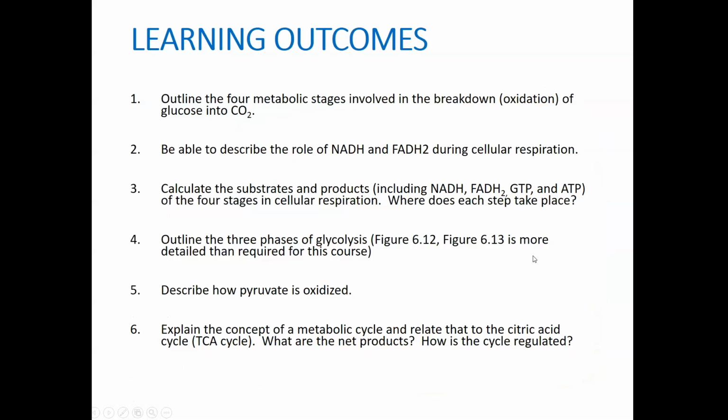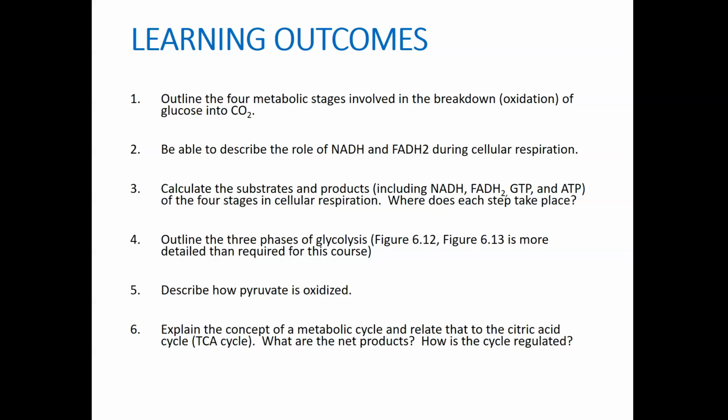All right, so in summary, you should be able at this point to answer these 6 learning outcomes that we proposed for you in the beginning of this section in the overview on Canvas. So first of all, you should be able to outline the 4 metabolic stages involved in the breakdown or the oxidation of glucose into CO2. You should be able to describe the role of NADH and FADH2 during cellular respiration. You should be able to calculate the substrates and products, meaning NADH, FADH2, and ATP, during these 4 stages in cell respiration, and where they are all taking place.